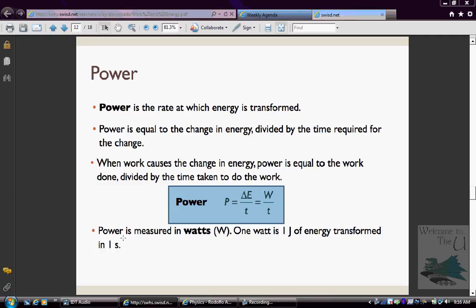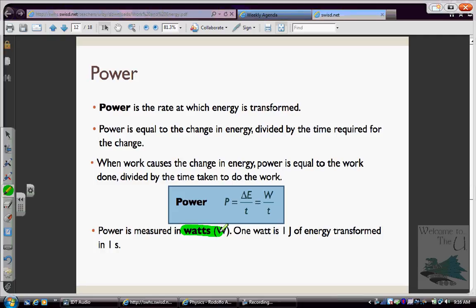You also need to know that power is measured in watts, and that 1 watt is equal to 1 joule of energy transformed in 1 second. So instead of a meter per second, it's a joule per second.